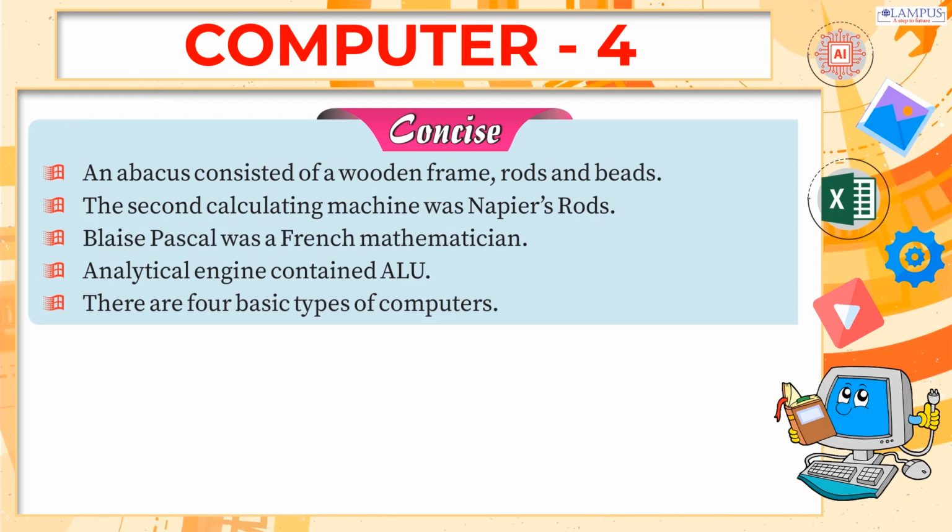Concise. An abacus consisted of a wooden frame, rods and beads. The second calculating machine was Napier's rods. Blaise Pascal was a French mathematician. Analytical engine contained ALU. There are four basic types of computers.